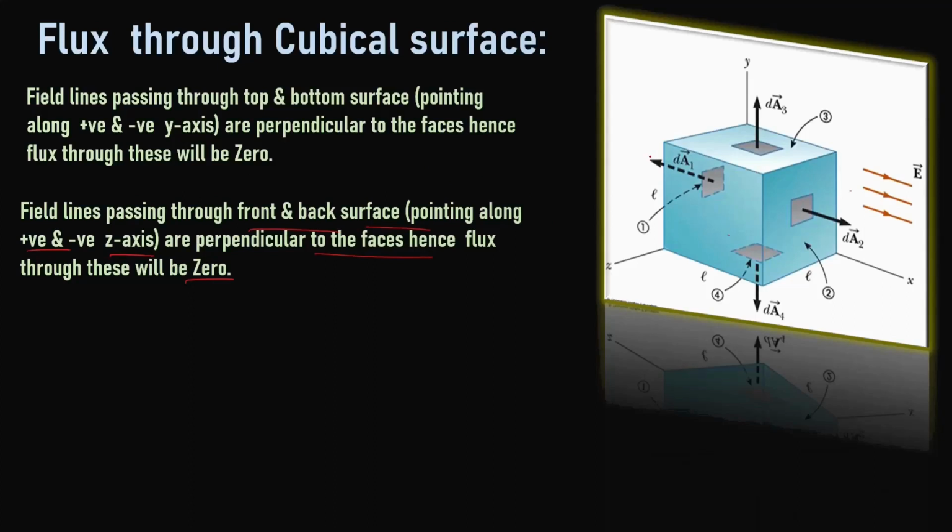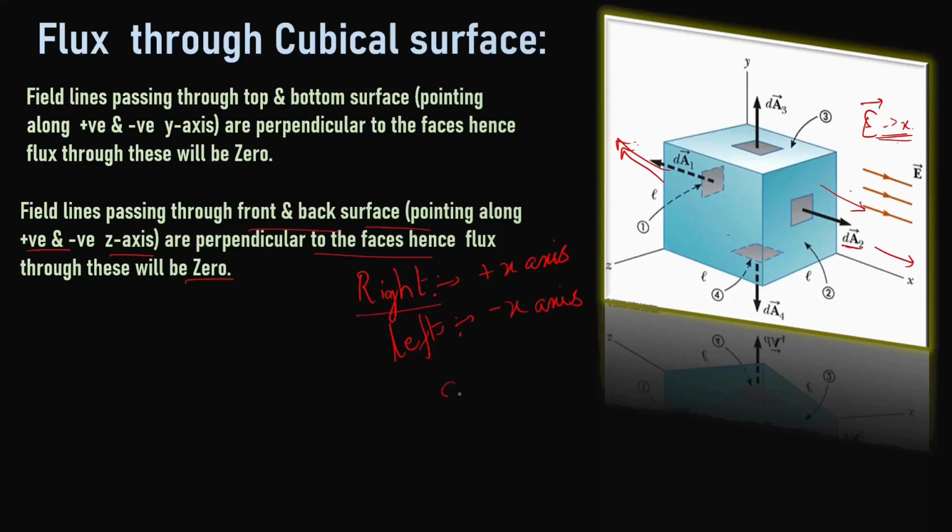Now the last 2 faces are the right face and the left face. Let us see the last 2 faces. First is the right face. The area vector of the right face, which is represented by dA2, is pointing along the positive x-axis. Similarly, for the face to the left of the cube, the area vector will be pointing along the negative x-axis. And here the electric field itself is pointing along the x-axis. Here the electric field is along the x-axis and the area vectors are also along the x-axis.